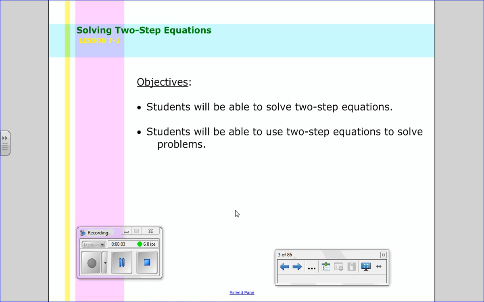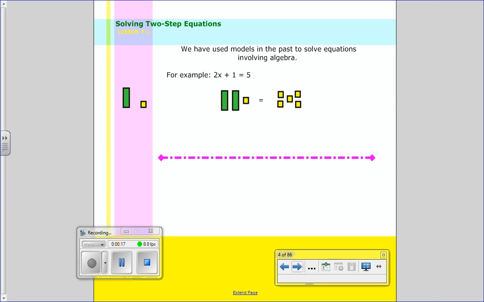Hello, 7th grade, and this is lesson 7-1 on solving two-step equations. In tonight's lesson, we are going to be able to solve two-step equations, and you're also going to be able to use these equations to solve word problems. So let's go ahead and get started.